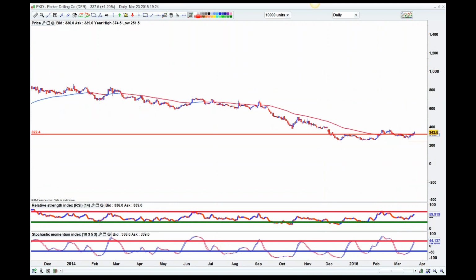Parker Drilling, PKD, and this one's already had a three-way reversal. So if we start holding 3.22, this is a cheapie. Just got to be careful of these cheapies. I would certainly risk, if we open and close above there again, I would certainly risk some money on that one.